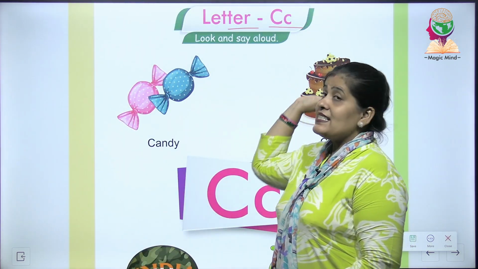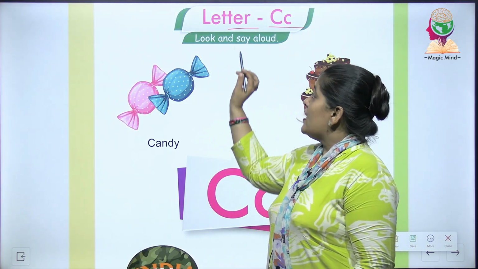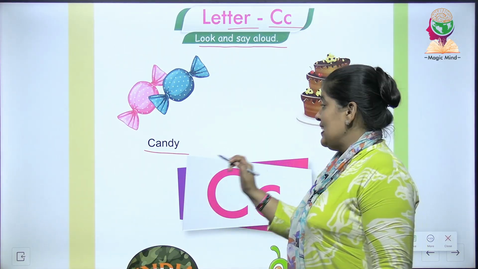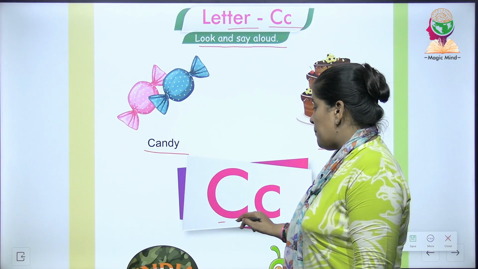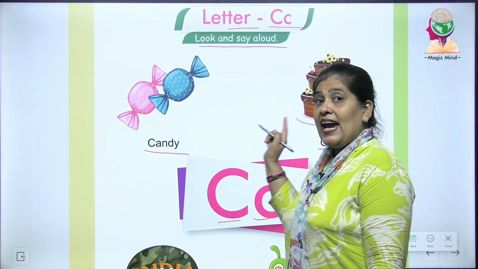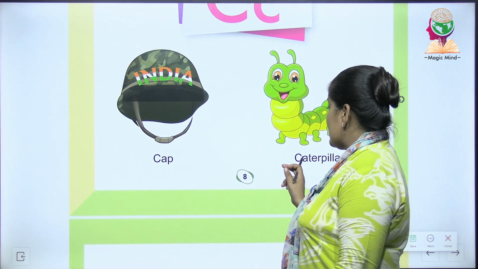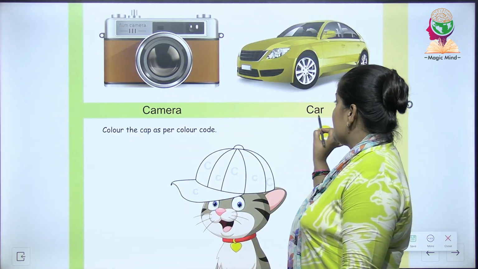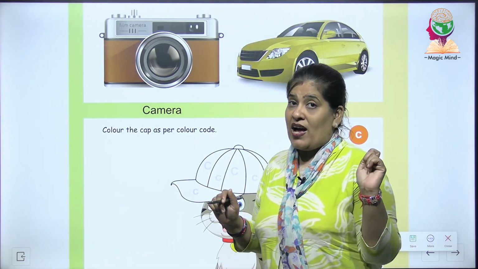नेक्स्ट लेटर, लेटर सी. दिस इज कैपिटल सी एंड दिस इज स्मॉल सी. लुक एंड से अलाउड. सी फॉर कैंडी, सी फॉर केक. सी फॉर कैप and C for caterpillar. C for camera and C for car. You know that car is a land transport.